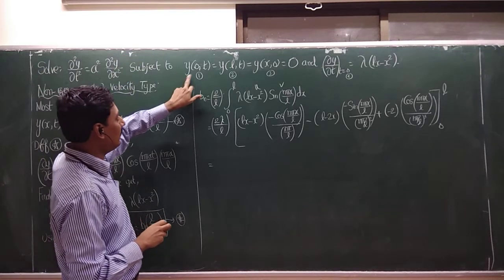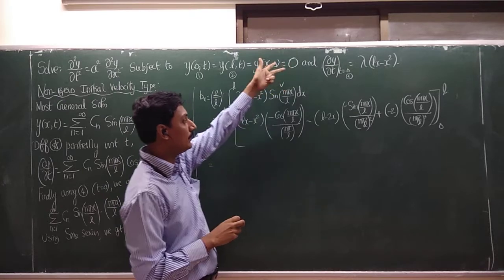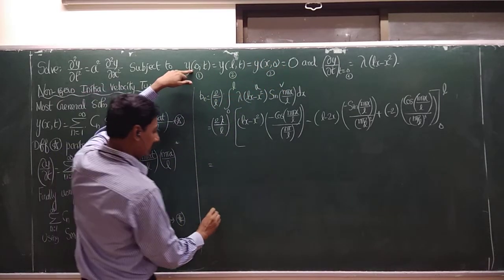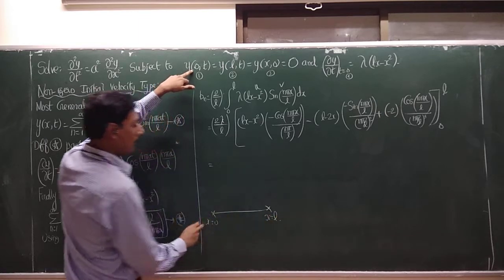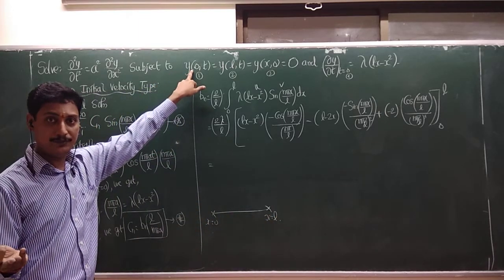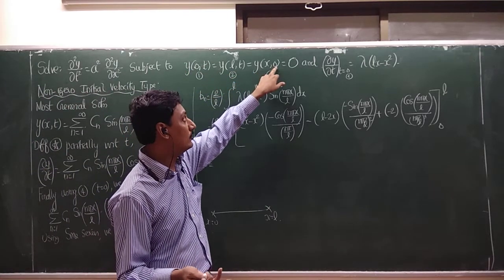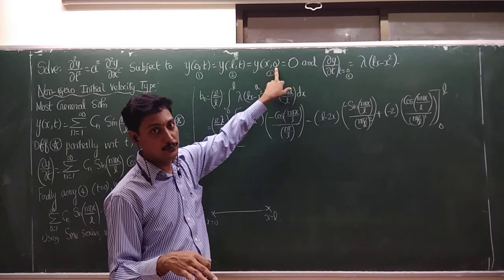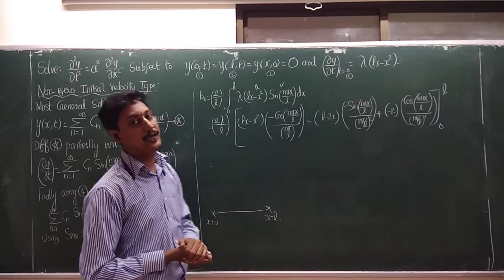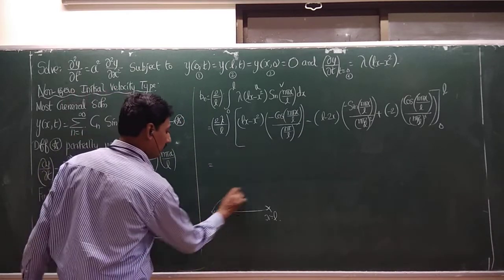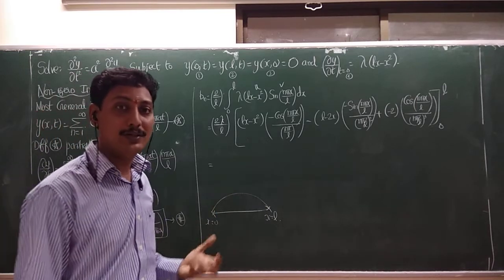Subject to the conditions y(0,t) = 0, y(l,t) = 0, y(x,0) = 0. What does that mean? The string is fixed at these two points, x = 0 and x = l, so at these two points there is no displacement, as we already know. The third one is the displacement at time t = 0, so the initial displacement is 0. And what about the velocity? The velocity is given as λ(lx − x²). So when we allow the string to vibrate by giving some initial velocity, what will be the required displacement function?